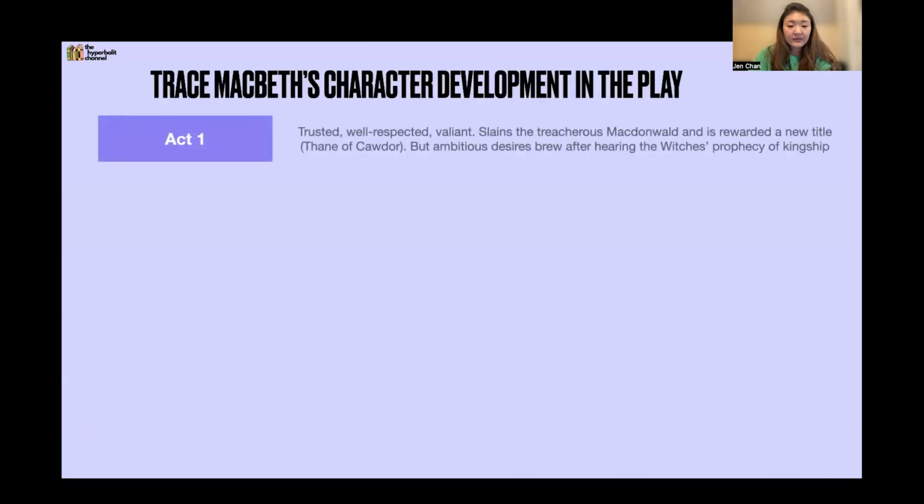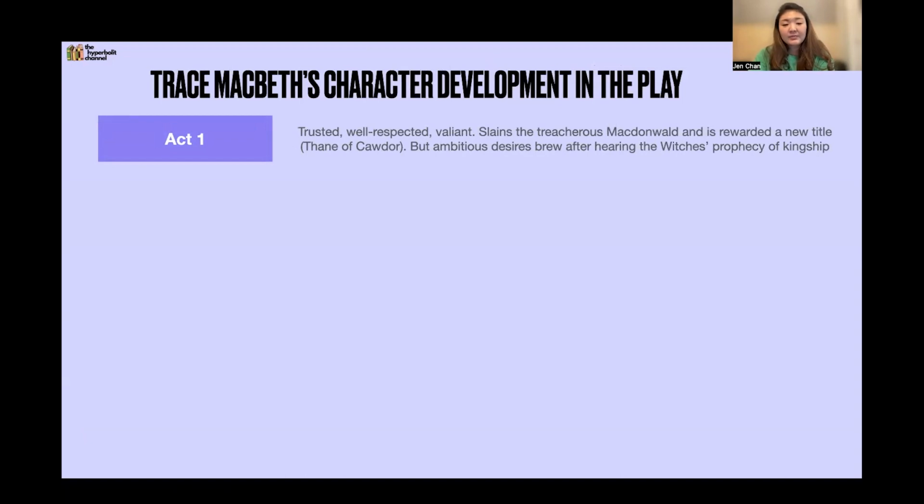After this deep dive into the extract, it's important for us to take a step back, zoom out, and think about Macbeth's character development as a hero throughout the play, right? And so in Act 1, we see that he starts off being portrayed as this trusted, well-respected and valiant general as he slays the treacherous MacDonald and is then rewarded a new title, the Thane of Cawdor, by Duncan.